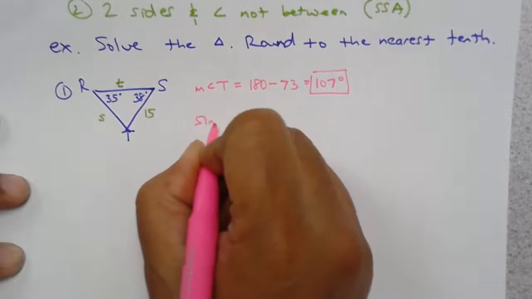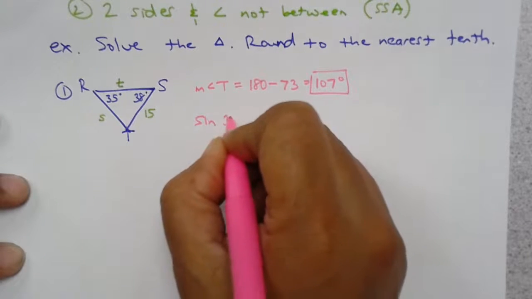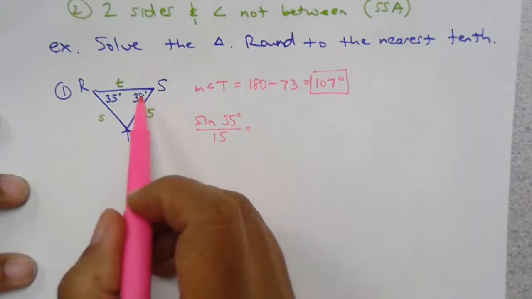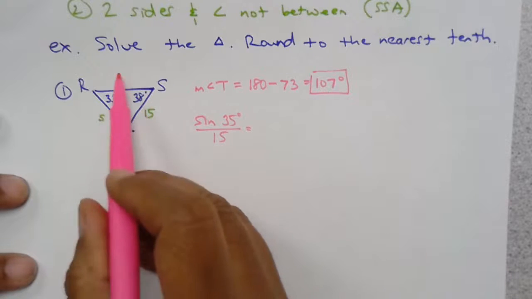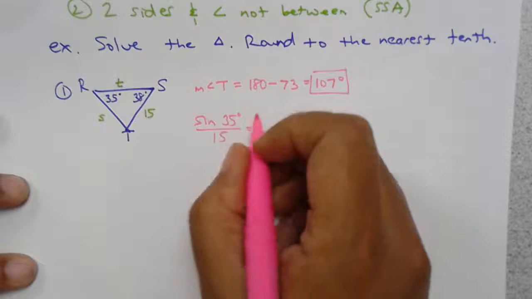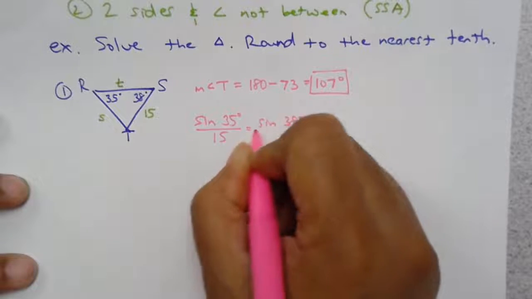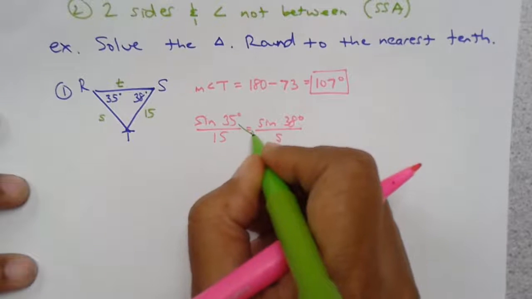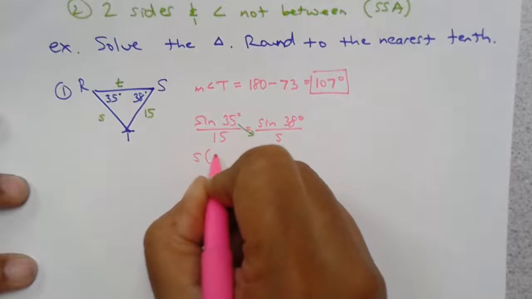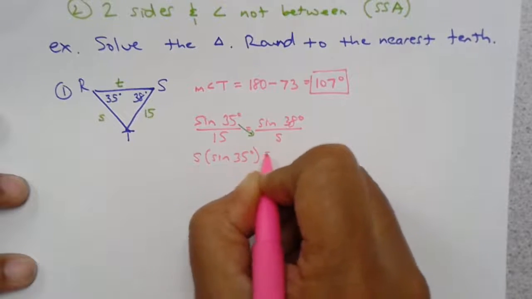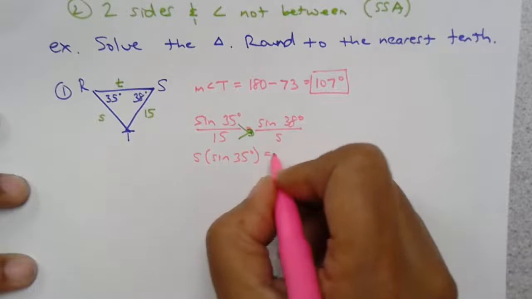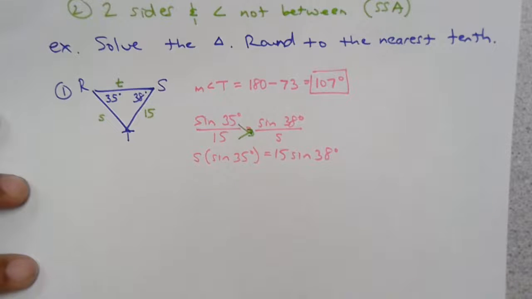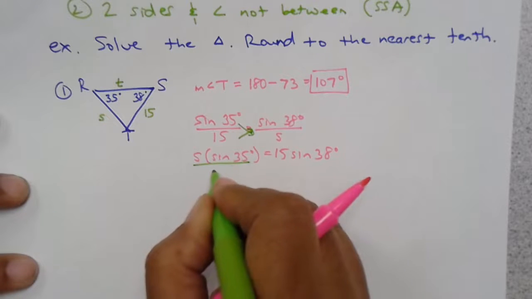So the setup is sine of the angle, so angle is 35 degrees, divided by 15. And now I can choose. Do you want to solve for side S or T? I'm going to use S first, so I'm going to use 38 degrees. Sine of 38 degrees over S, and that's what we're solving for. All right, I'm going to go ahead and cross multiply. So when I cross multiply here, I get S times sine of 35 degrees equals 15 times sine of 38 degrees. And then what I'm going to go ahead and do is divide both sides by the sine of 35 degrees.